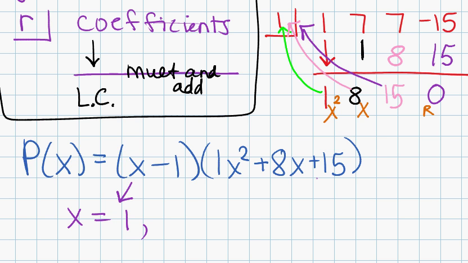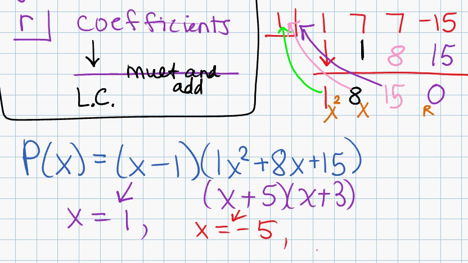Two numbers that multiply to 15 and add to 8 are 5 and 3. So it's x plus 5, x plus 3. And our other two answers are x equals negative 5 and x equals negative 3. Our cubic equation has three answers: 1, negative 5, and negative 3.